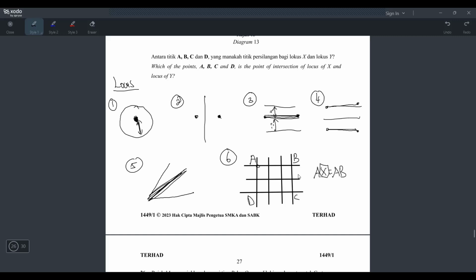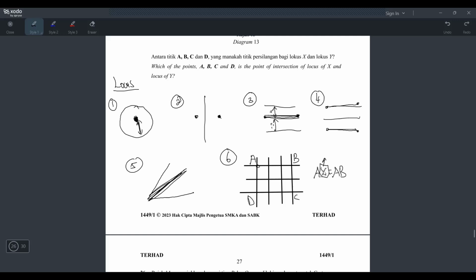So how do you know which one is the moving point? The one that does not exist in the diagram. So in the diagram got A, B, C, D, got A, got B, got C, got D, but the X sahaja yang tak ada, right? So that's the locus. You know why tak ada locus? Because we need to draw the locus. That's why the X tak ada bagi. So X is the locus.